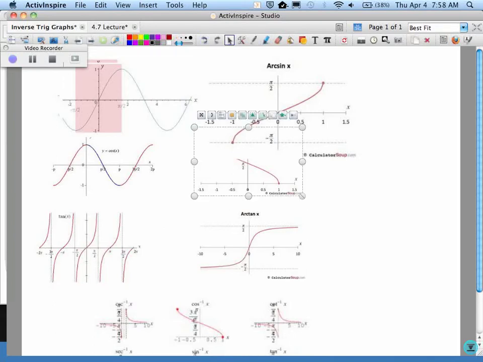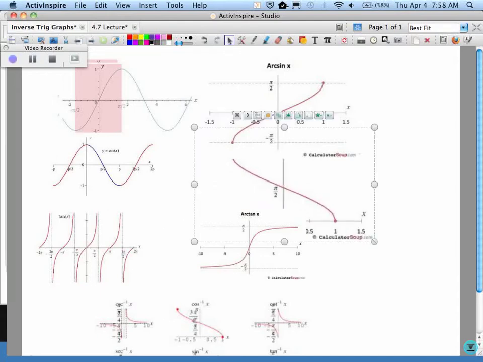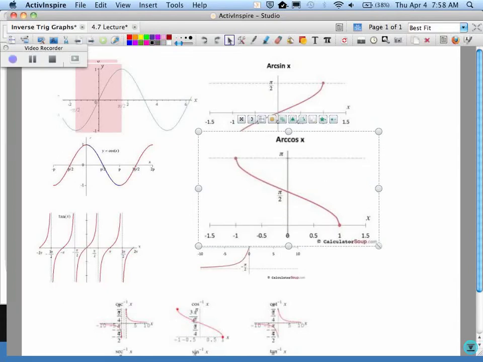All right. So, arc cosine, where are its outputs? From 0 up to pi. So where's that on the unit circle? 0 to 180 is the top part of the unit circle, so quadrants 1 and 2.